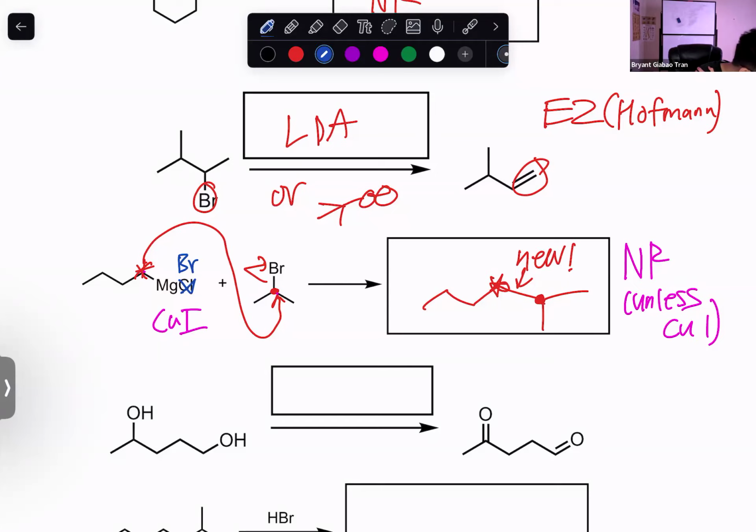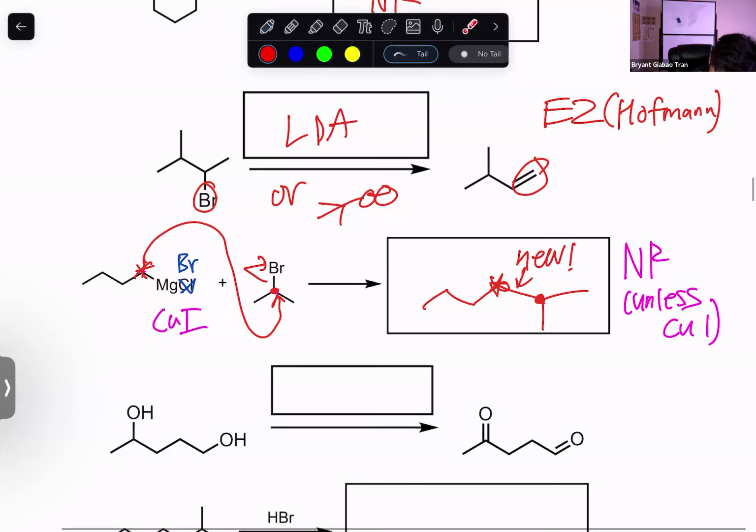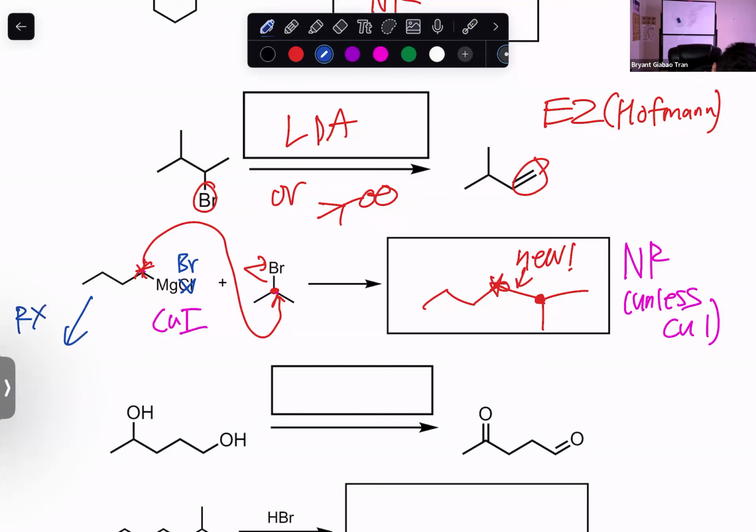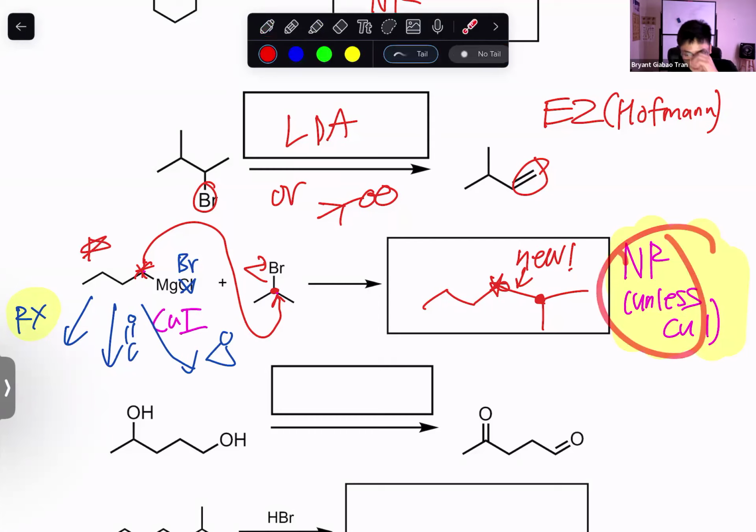Right. So the way I've learned this reaction is that this Grignard reagent here can react with a haloalkane, RX. It can react with a carbonyl, either a ketone or aldehyde, or it can react with an epoxide. So this was the first scenario that I learned it in, but I'm not sure why this is the answer. Do you guys know why this is no reaction here? I've never seen this before.